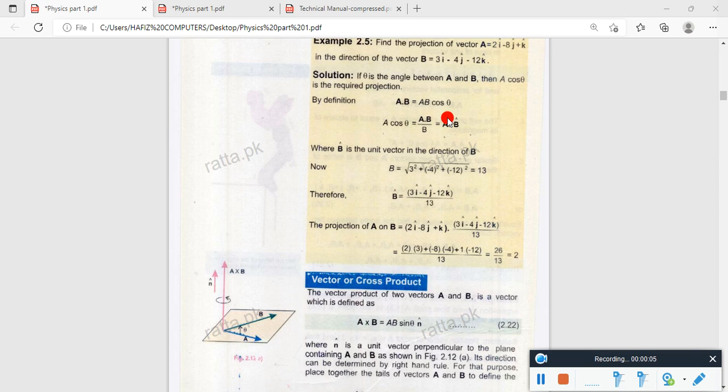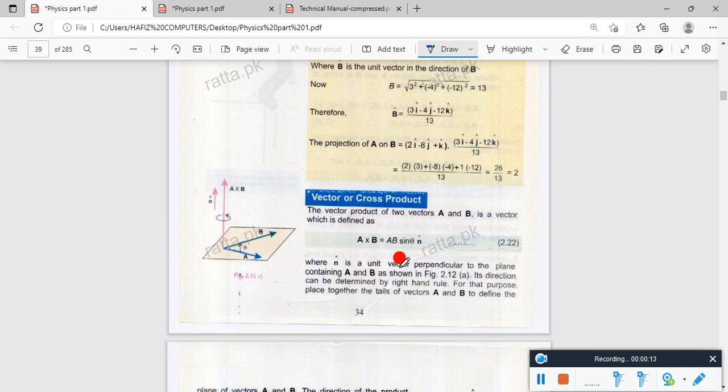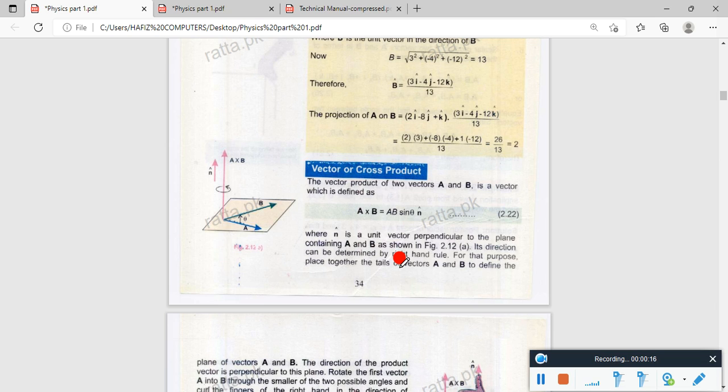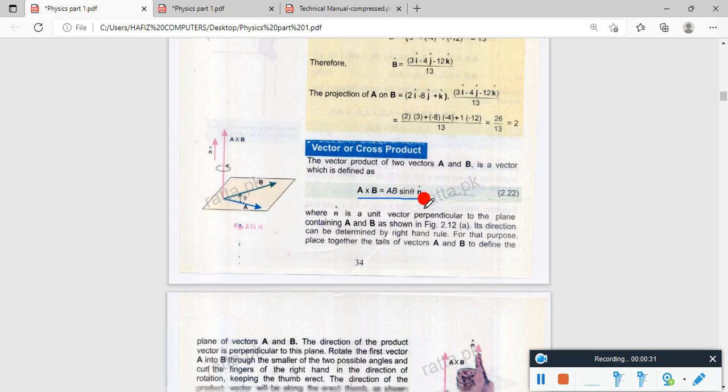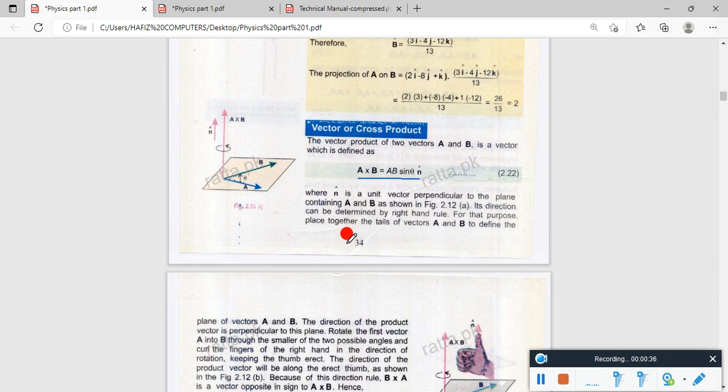So the next topic of this video is vector or cross product. First of all, there is a definition of vector or cross product. The vector product of two vectors a and b is a vector which is defined as a cross b, which is equal to ab sine theta into unit vector n, where n is a unit vector perpendicular to the plane containing a and b as shown in the figure. Its direction can be determined by right hand rule.